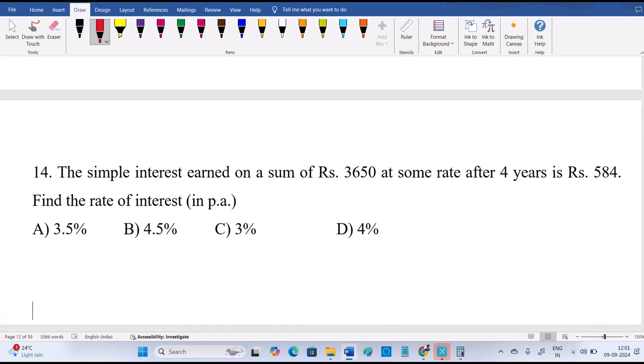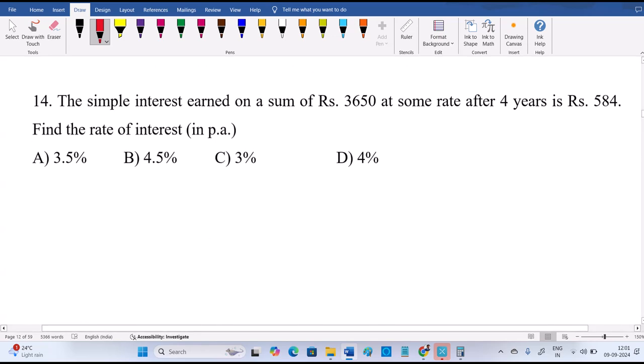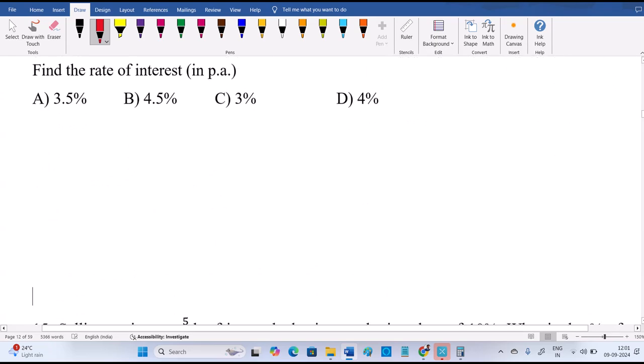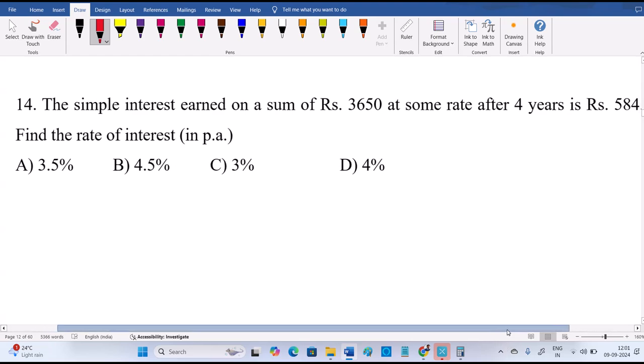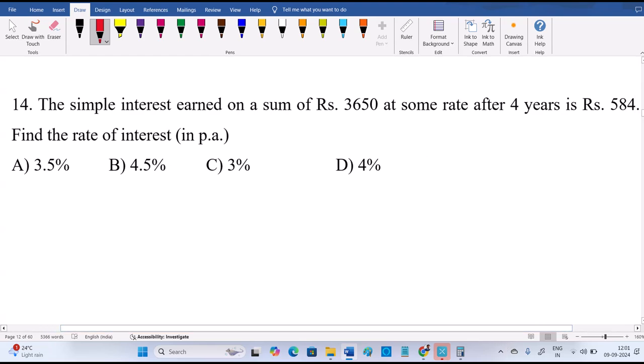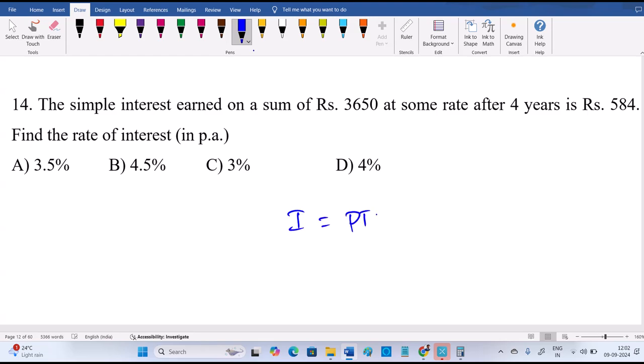Let's see the next question regarding simple interest. The simple interest on a sum of 3650 at some rate after 4 years is 584. You have to calculate the rate of interest. This is very easy for everybody. I equal to PTR by 100. See, don't expect all questions to be difficult.